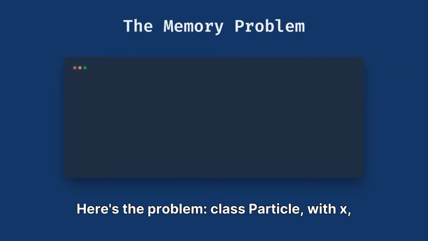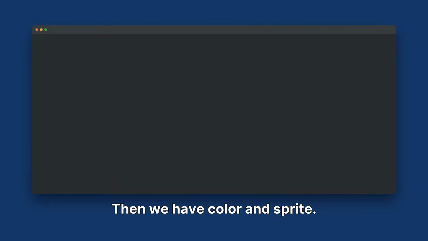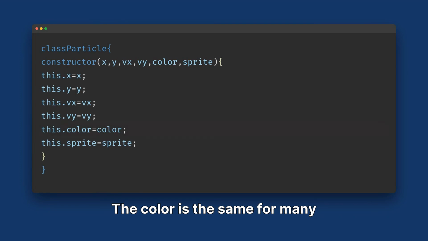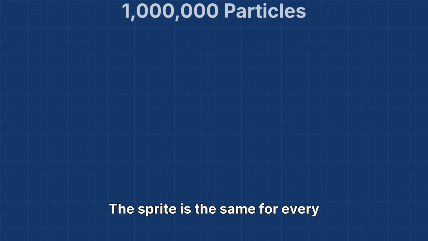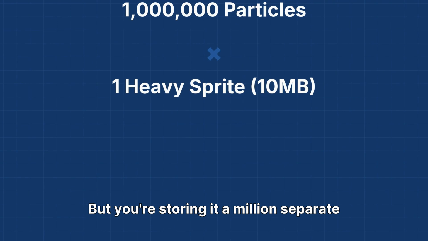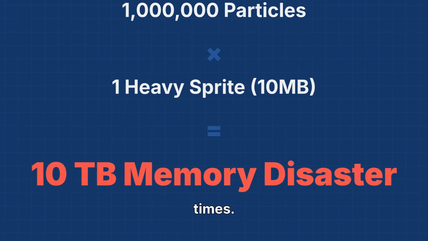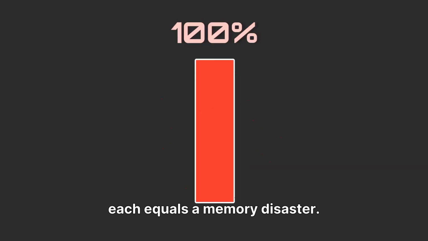Here's the problem. Class Particle with x, y, speedX, and speedY as unique numbers. Then we have color and sprite. The color is the same for many particles, and the sprite is huge data. The sprite is the same for every red particle, every blue particle, every green particle. But you're storing it 1,000,000 separate times. 1,000,000 particles times one heavy sprite each equals a memory disaster.